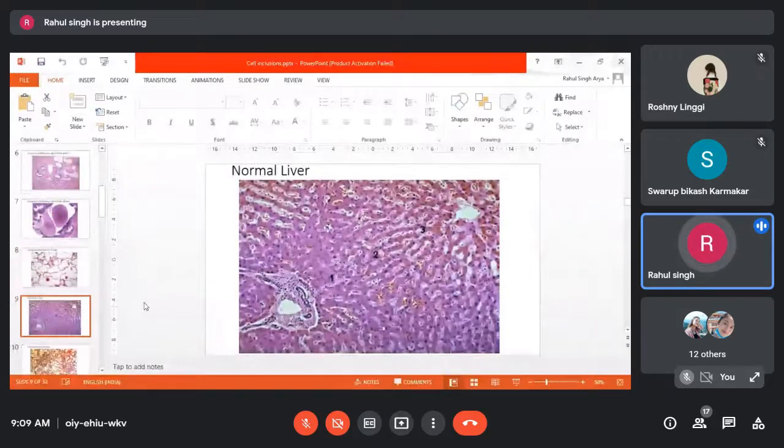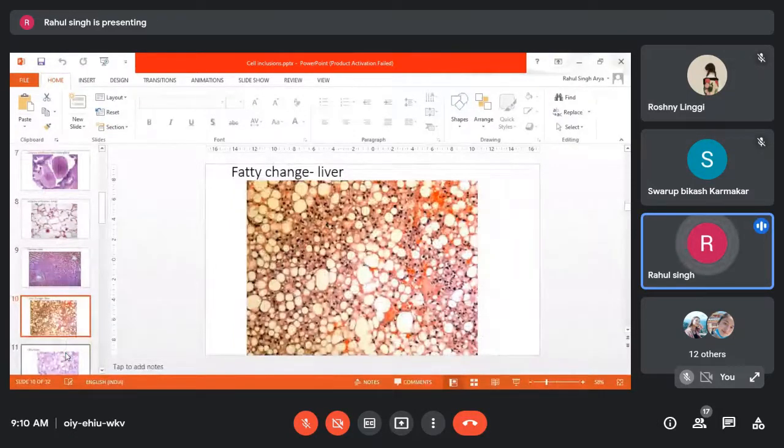Now here we see a normal liver. In this liver you can see the sinusoids, the hepatic cords, the cells, the central vein, and the portal triad, all present. And the sinusoids contain blood. Here you can see the sinusoids contain blood.